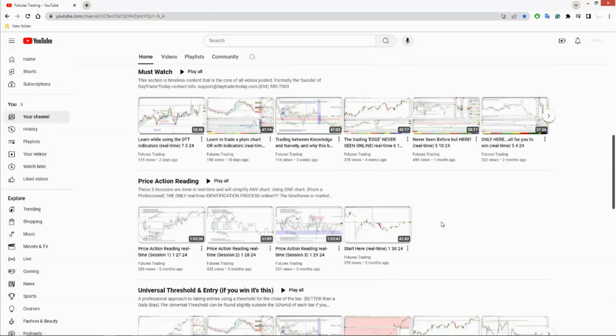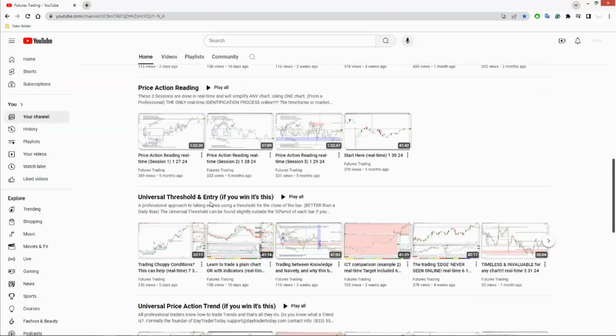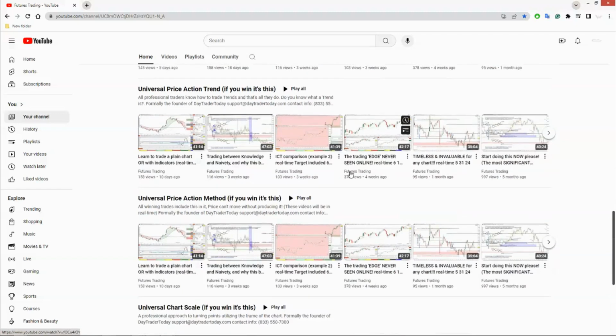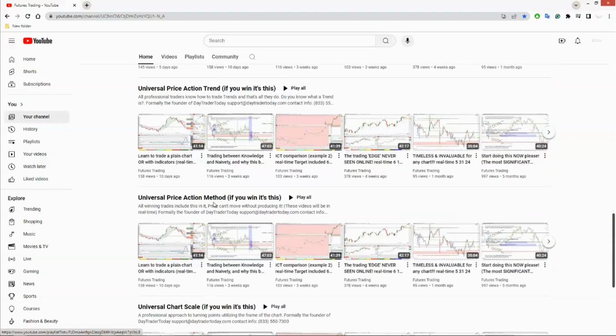Price action reading. So in real time, if you've never read a chart, you'll want to definitely start here. The universal threshold: how far the bar will pull back before it resumes. Price action trend. There's a trend in here, and then the market went up. There's no prior structure break needed. I count the bars, so you can definitely look in that video and see that. The universal price action method. So this is a bar and a half.